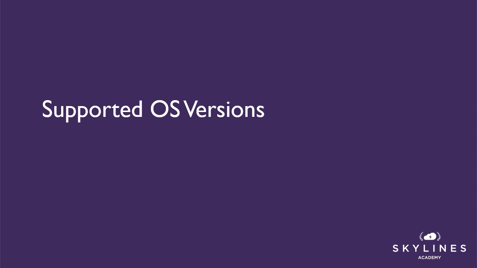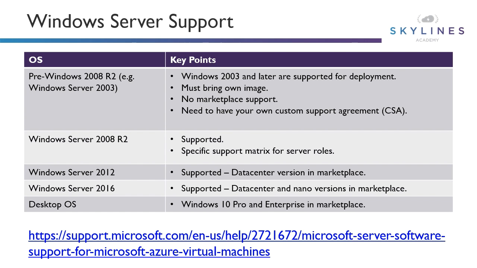So now that we've talked about the hardware, let's talk about the various operating systems that are supported within Azure. From a Windows Server standpoint, there's marketplace images for 2008 R2 on up. You can run a 2003 Windows Server, but you need to bring your own image. It's not available within the marketplace, and you also need to have a custom support agreement in place. From a desktop operating system, Windows 10 Pro and Enterprise are also available from the marketplace.